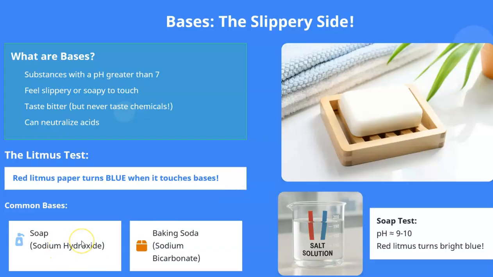Common bases that we have around us: the soap, the sodium hydroxide, the baking soda, or the sodium bicarbonate. Okay, we have here a salt solution. So the red litmus turns bright blue.